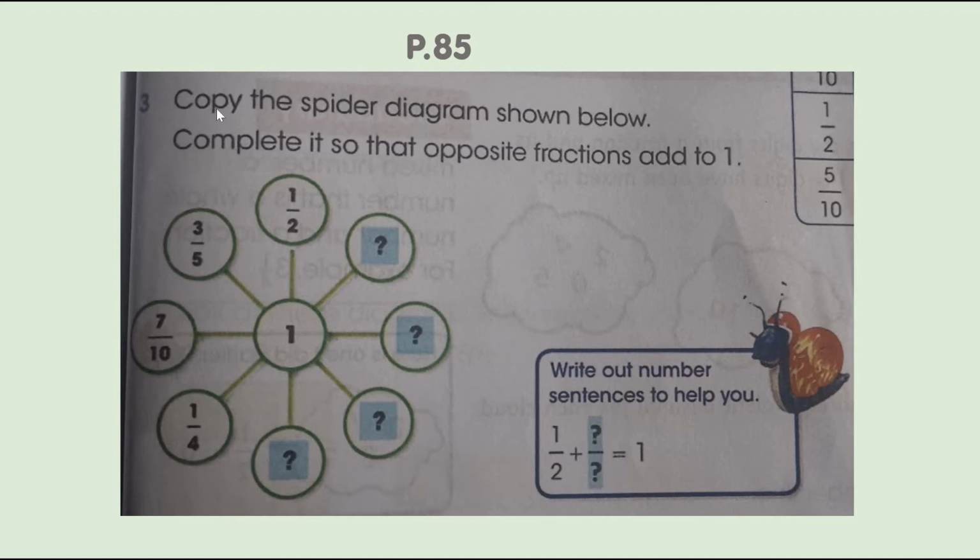The question asks us to copy the spider diagram shown below. We have this spider diagram. Complete it so the opposite fractions add up to 1. But what do we mean when we say add up to 1?